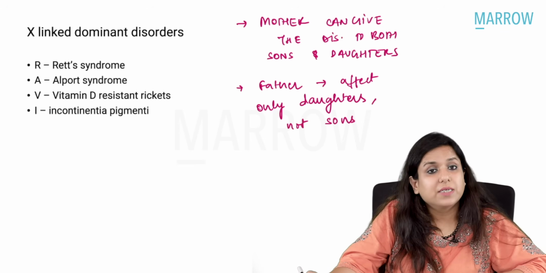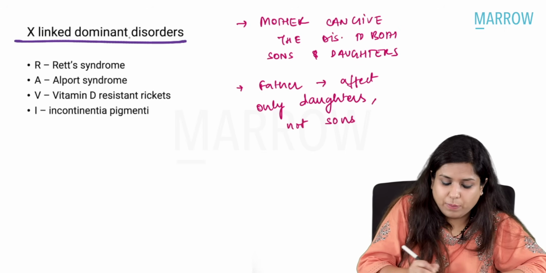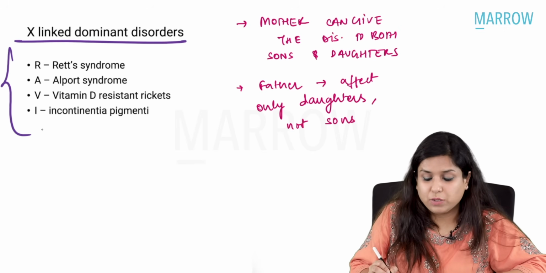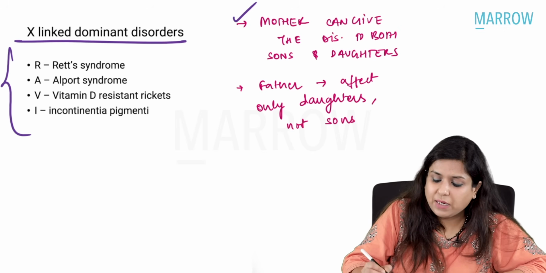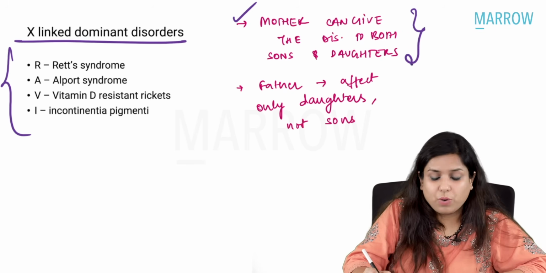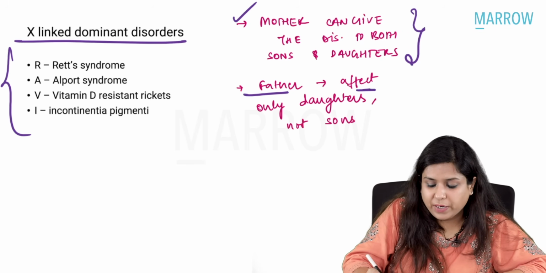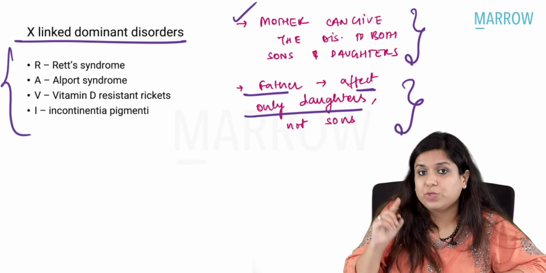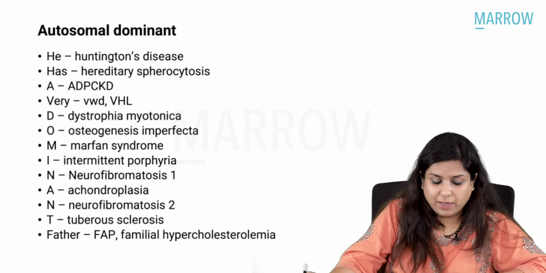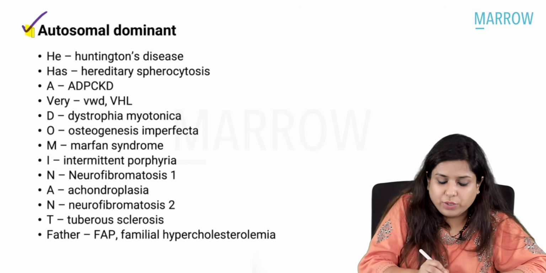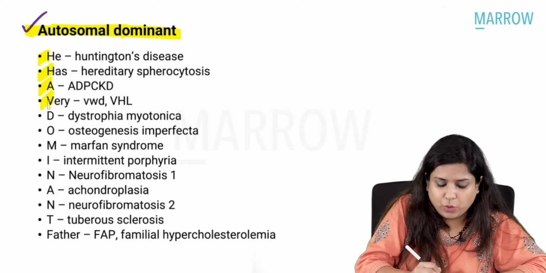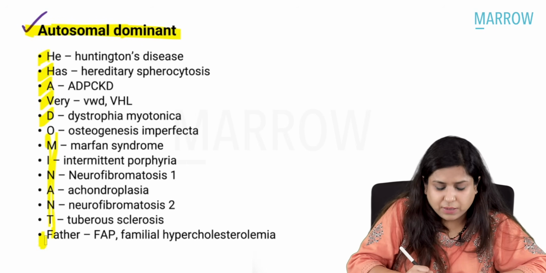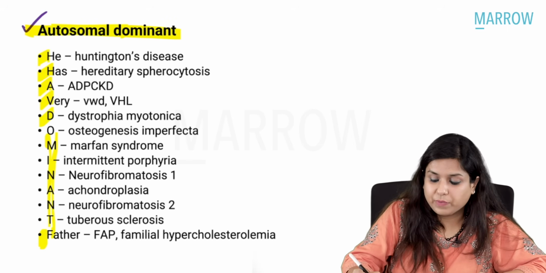Let us see the various examples, students. X-linked dominant, I have already told you RAVI is the mnemonic. The mother can give the disease to both sons and daughters, but the father can affect only daughters and not sons. That's a very important logic which you need to take home. Then, autosomal dominant, I have already told you, he has a very dominant father. That is the mnemonic which you need to remember, right?